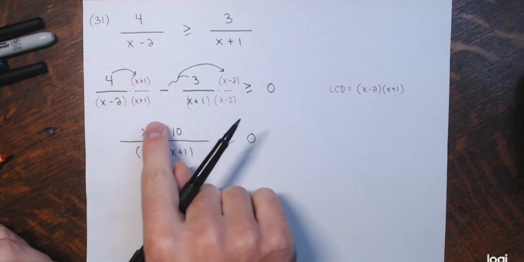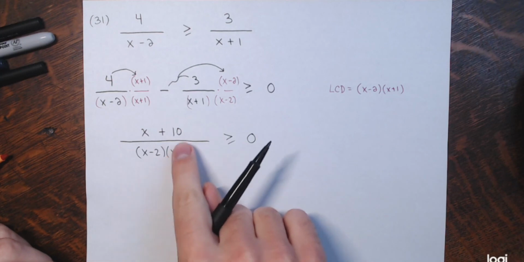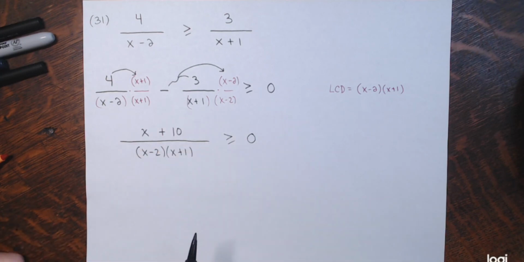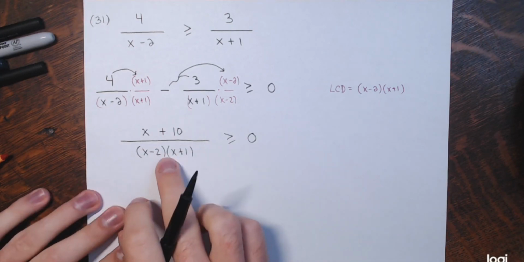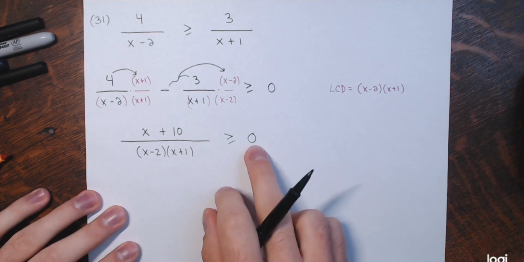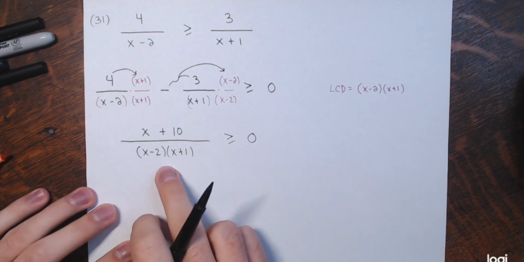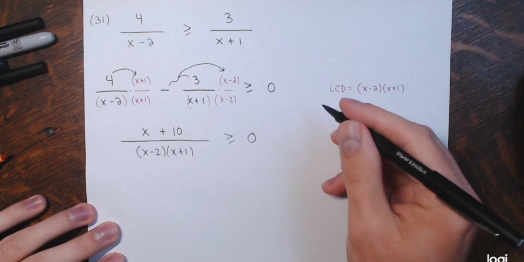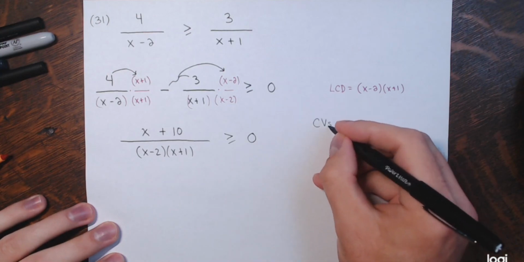And this fraction is also, in the numerator and denominator, factored. And so I have what I want: a single fraction on one side, 0 on the other. It's nice and factored, numerator and denominator are factored. So now those critical values are easy to state.